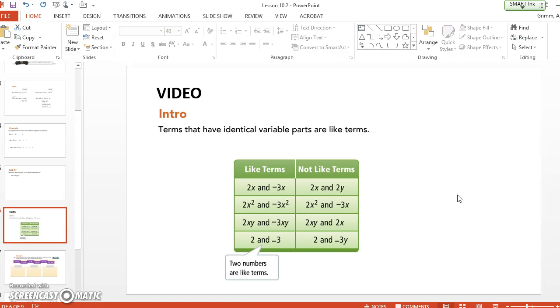Okay, so the idea of like terms, I know that was a pretty silly video, but the idea of like terms is that they have to be exactly the same in order for you to put them together, which is kind of what we had started in that last chapter. So look at these, the difference between things that are alike and things that are not alike. This first column, these both have x's in them, so you can combine them. If they both have x squareds in them, you can put them together. If they both have xy, you can put them together. And if you have plain numbers, obviously you can put them together.